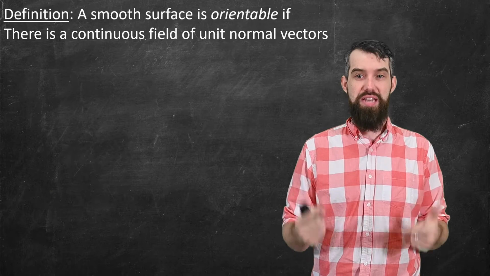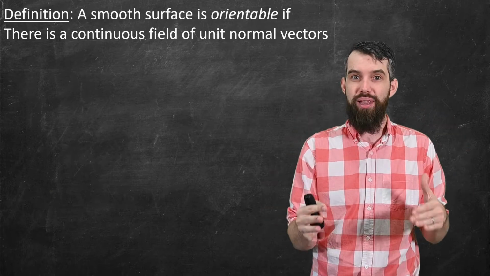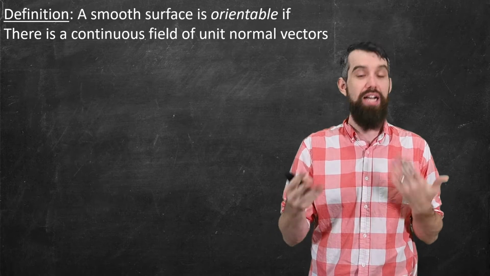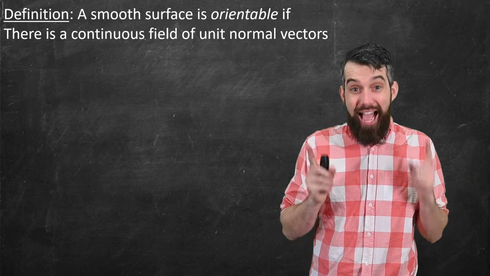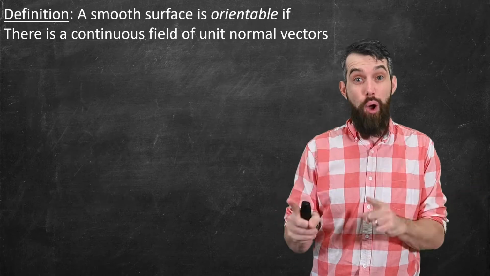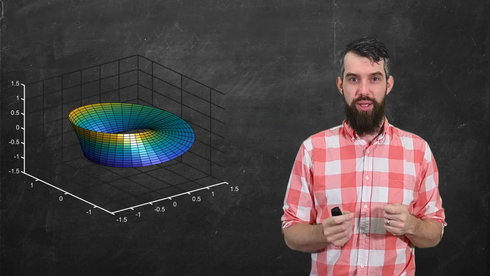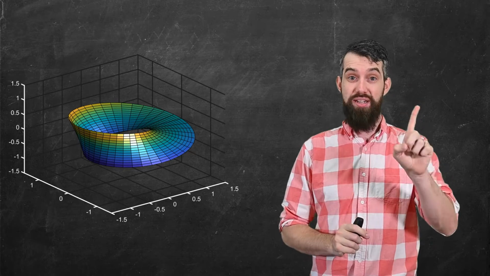So this motivates my definition. We have a smooth surface. We're going to call that being orientable if there is a continuous field of unit normal vectors assigned on that surface. I know this might seem like something you can always do, but actually it turns out that this is not always possible. Consider, for example, the Mobius strip. The Mobius strip is fascinating because it only has one side.